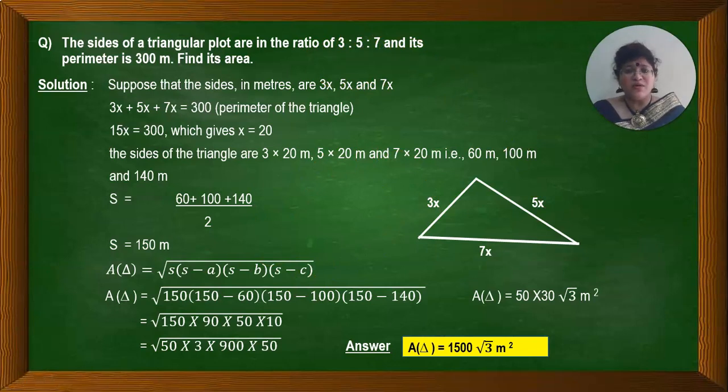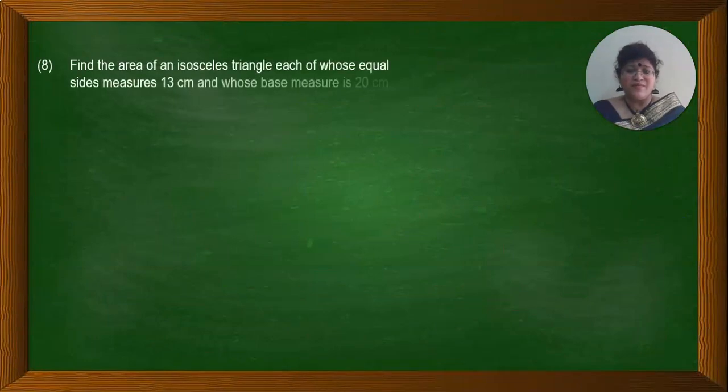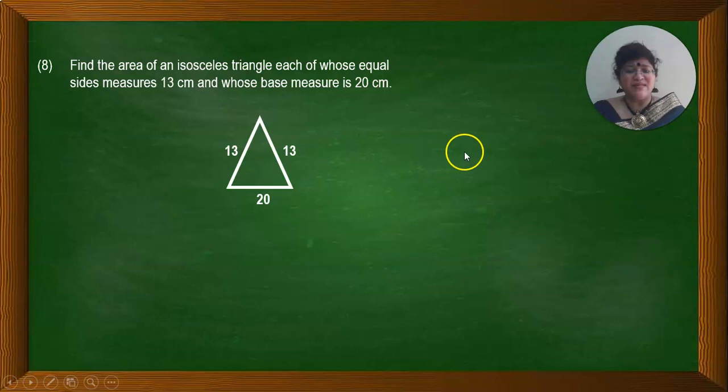Now let us move on to another question which is again based on Heron's formula. Find the area of an isosceles triangle where two equal sides are 13 and the base is 20. I want you to do this on your own. Here also you will be using Heron's formula.